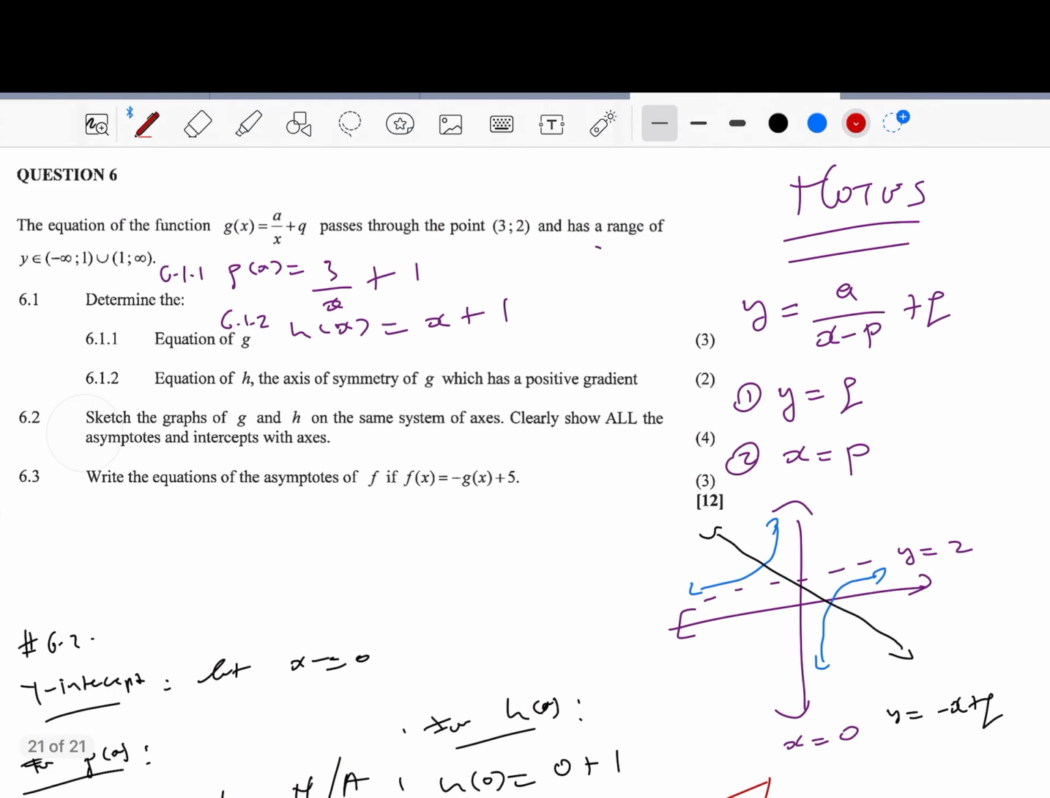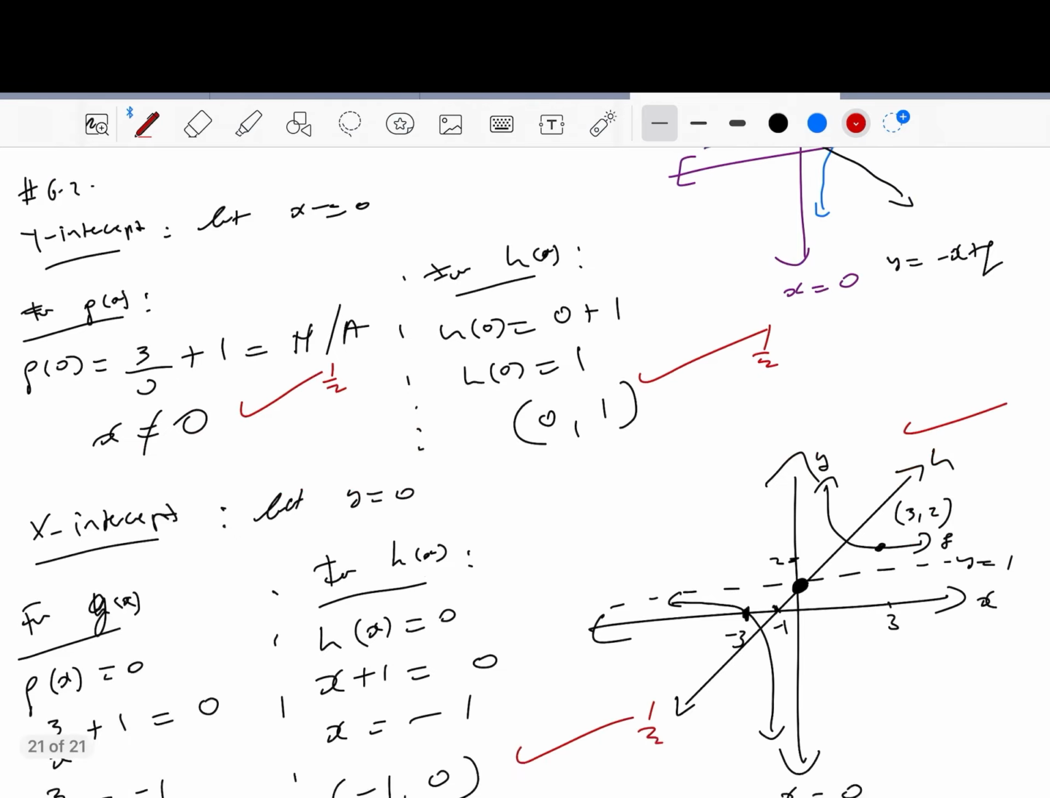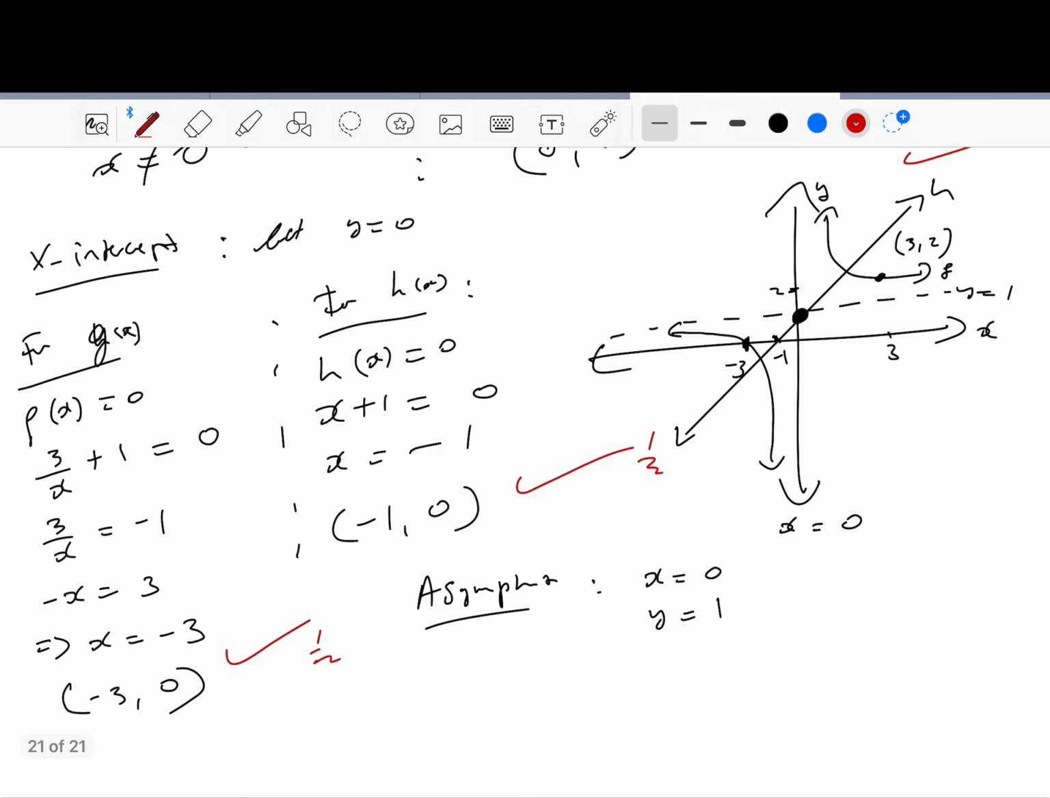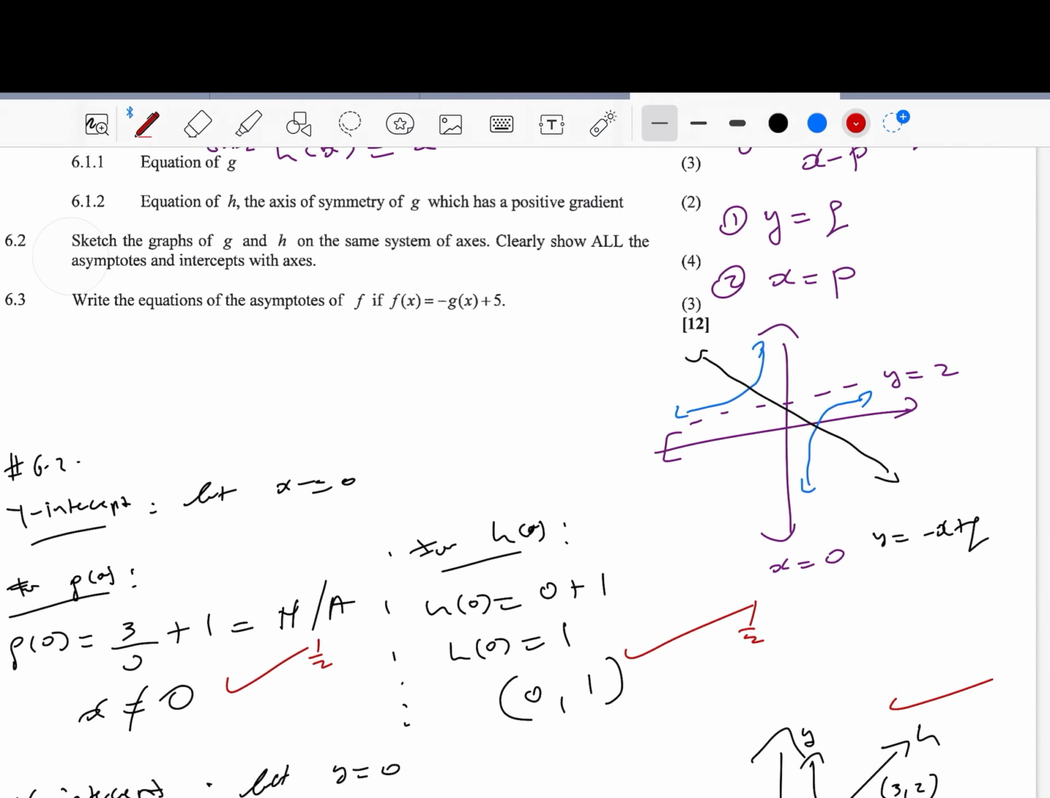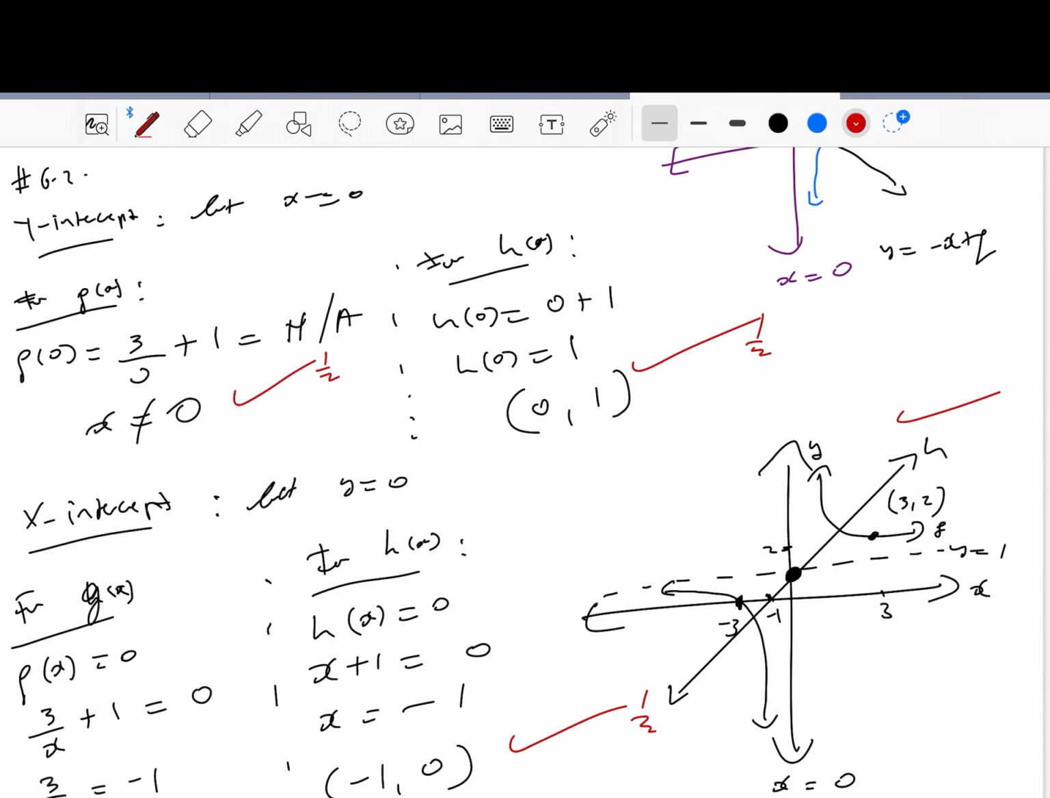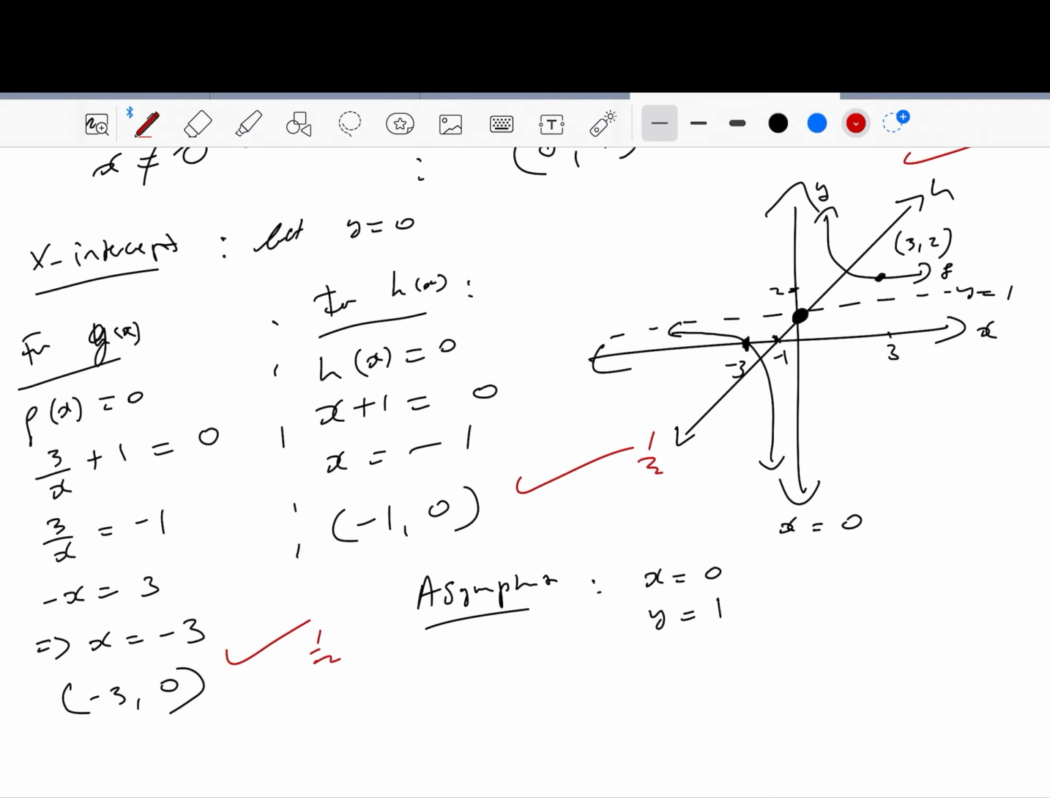So how many marks? 4 marks. 1, 2, 3. Which one am I missing here? Definitely going to give you a mark for the asymptote. Yes, give you a mark for the asymptote. 4 marks. Yeah, there we go.